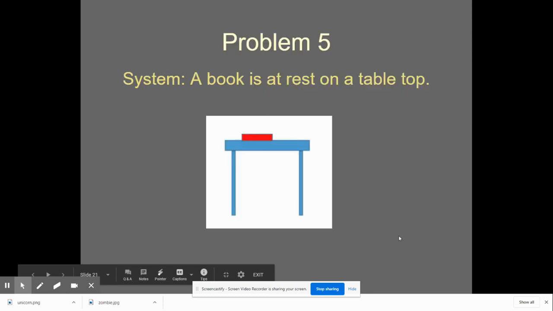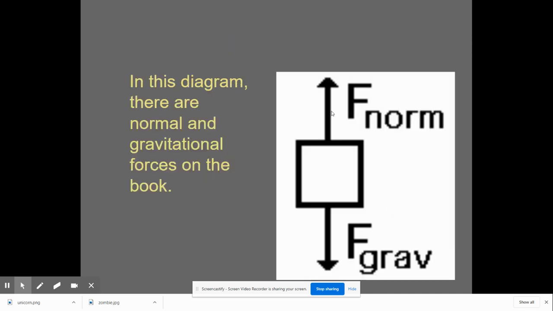A book is at rest on a tabletop. All right. Well, my guess is that gravity's down, normal force is up, it's at rest, it's not moving. I'm going with that, I'm done. Yep. Equal, balanced situation, no net force or zero net force.